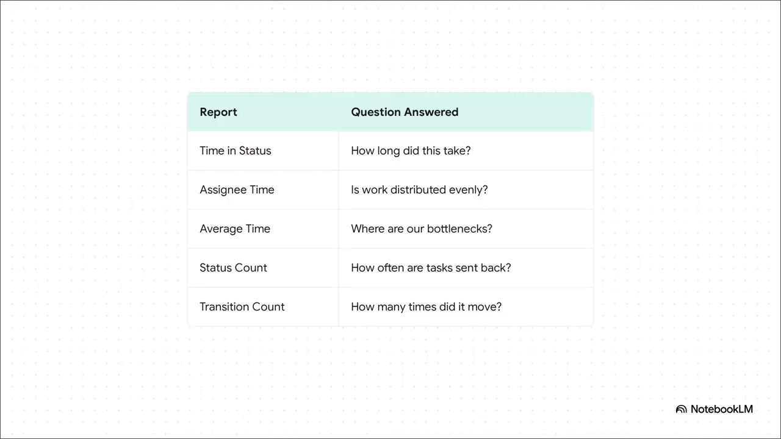And this is just the tip of the iceberg. As you can see here, there's a whole toolkit of reports. You can answer all sorts of questions, like how often are tasks getting sent back for rework? The status count report will tell you that. Or how many times does a ticket bounce between in progress and on hold? Check the transition count. See, every single report is built to answer a very specific question.